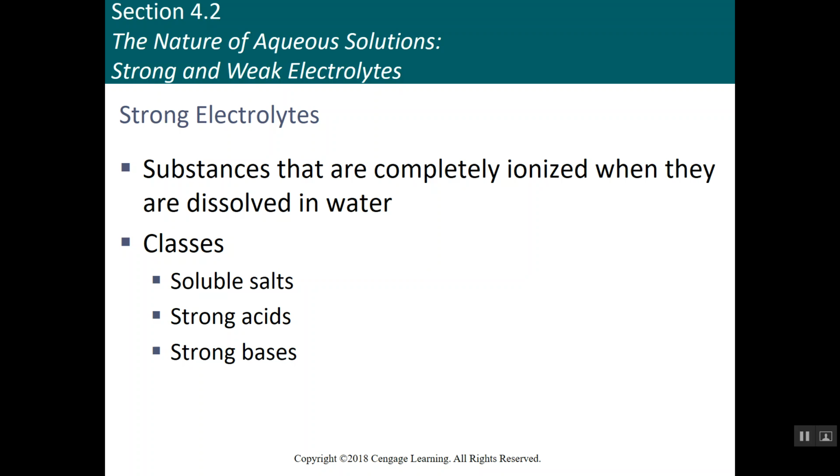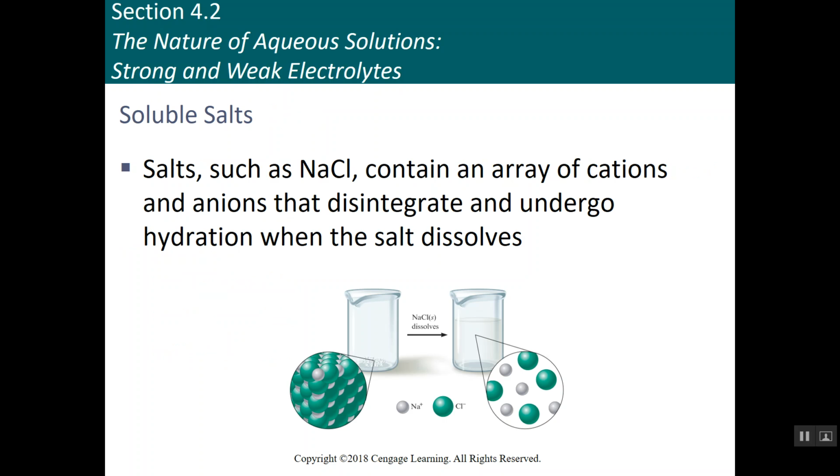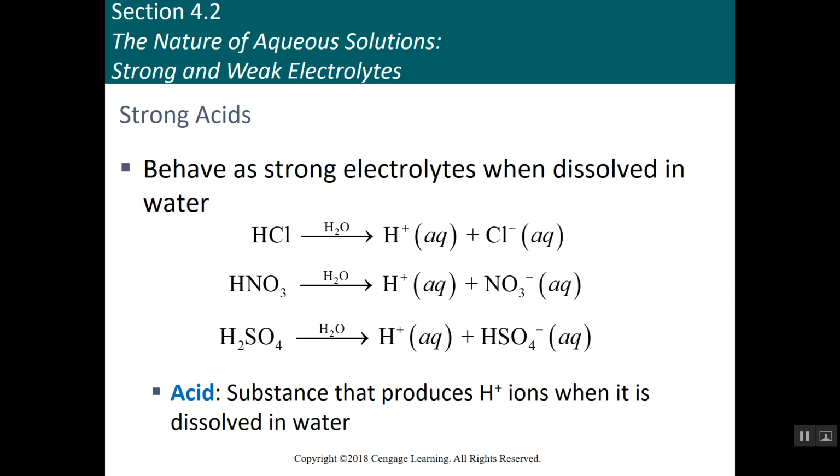So a strong electrolyte is completely ionized. That means every single particle or every single formula unit will actually be dissolved in water. There are soluble salts, there are strong acids, and there are strong bases. Soluble salts, most often chemistry text will use sodium chloride as your example of a soluble salt. Some different strong acids, and please note that a strong acid doesn't mean it's more harmful to you. It simply means, by definition, a strong acid is one that completely breaks apart in water.